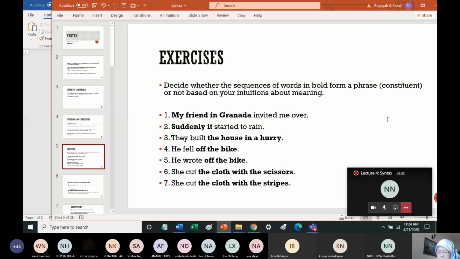Okay. So now we call upon Krupasini, number 1. Yeah, doctor. What do you think? My friend in Granada invited me over. I feel like my friend in Granada is a constituent. Why do you say it's a constituent? Because my friend in Granada brings a meaning, it's a phrase that is trying to say something, and I understand what they mean by my friend in Granada.